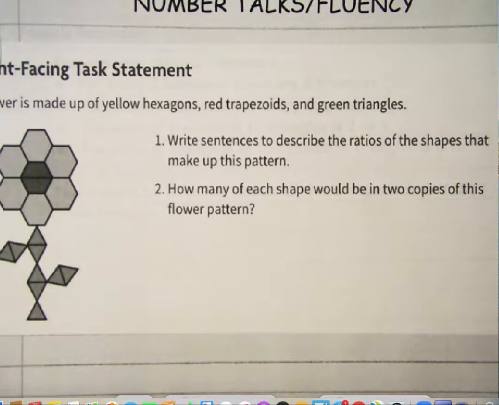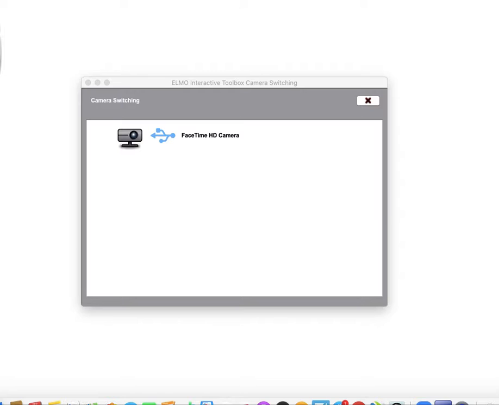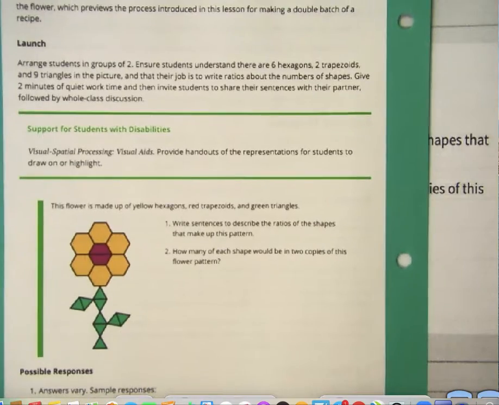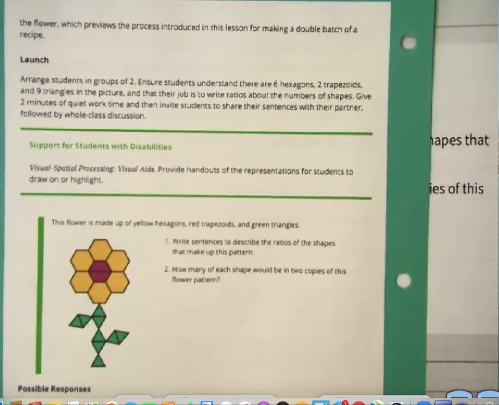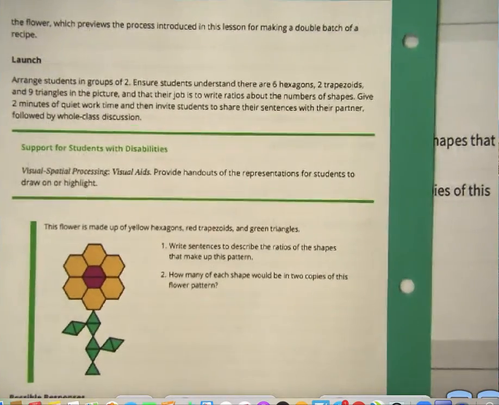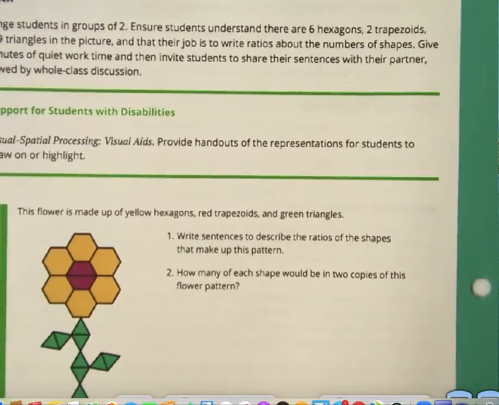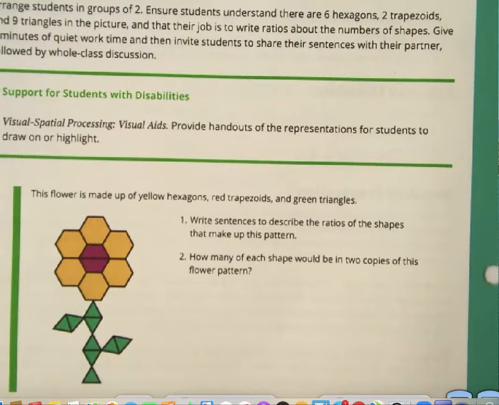Okay, so I'm going to give you a color copy of this task. Okay, and it says this flower is made up of yellow hexagons, red trapezoids, and green triangles. Okay, write sentences to describe the ratios of the shapes that make up these patterns.